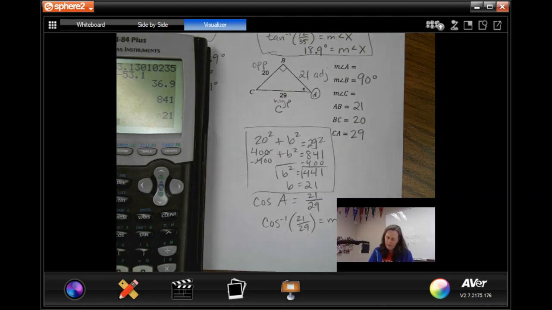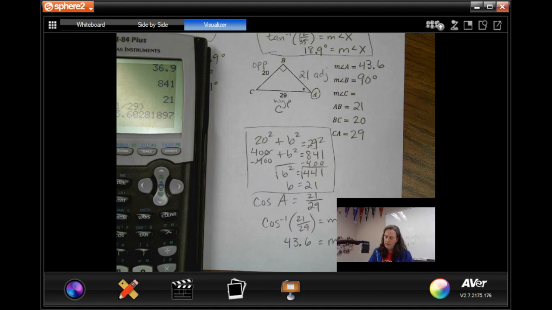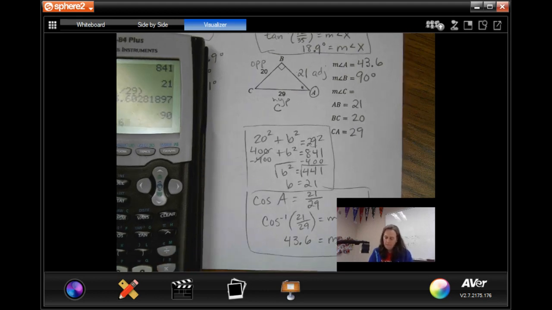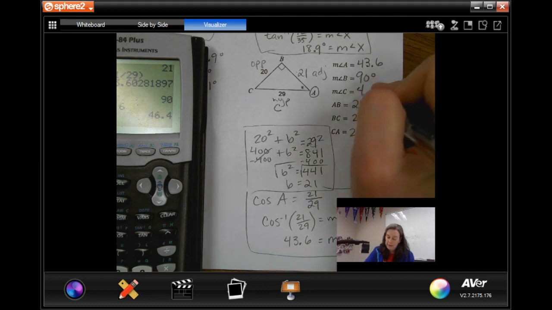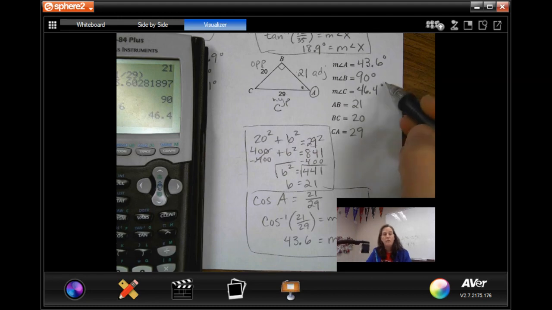Inverse cosine is 43.6, measure of angle A. 43.6. And then our last angle, how can we find that? How about 180 minus the 90 minus 43.6? Did you get 46.4? It's really close to being a 45, 45, 90 triangle, but not quite.